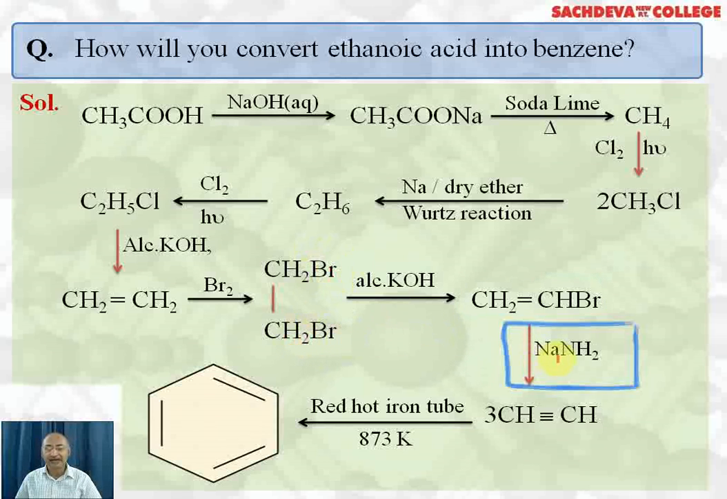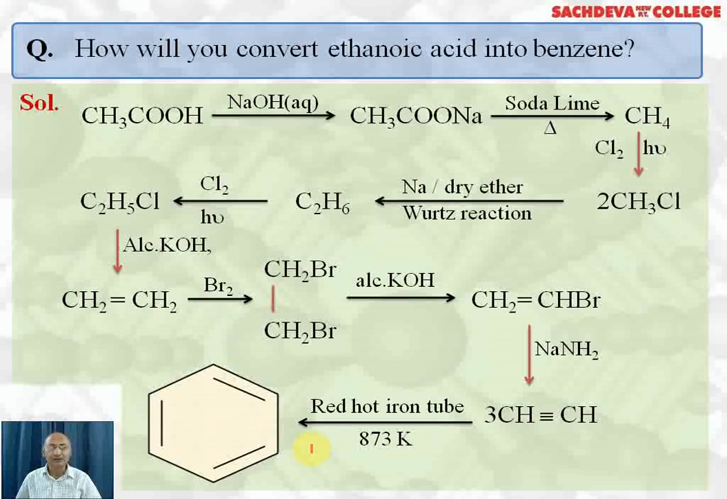Then we treat it with NaNH2, that is sodamide, which behaves like alcoholic KOH because NH2 negative is a strong nucleophile, and again it will carry out elimination reaction. HBr will be lost and double bond will change to triple bond and we get acetylene. 3 moles of acetylene when passed over red hot iron tube undergoes polymerization or trimerization to give benzene. That is the way how acetic acid can be converted into benzene.